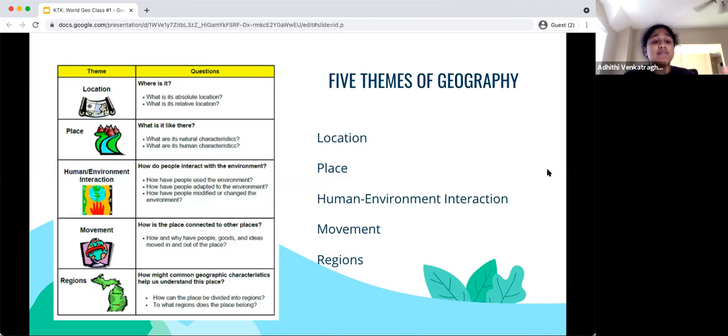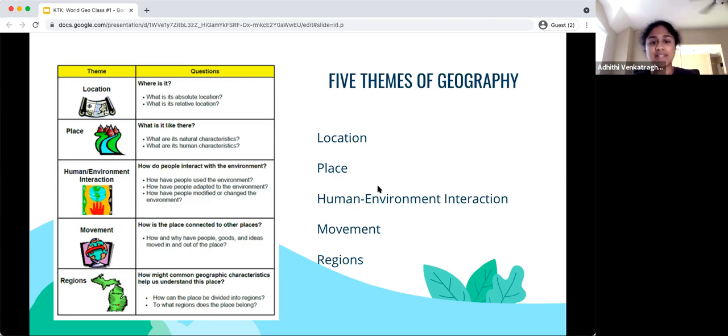So when you're looking at physical geography, here are the 5 themes of geography, of which 4 are going to be mainly physical geography. Location is, where is it? What is its absolute location? And what is its relative location? An absolute location would be its location on a map, and its coordinates. So you would say such and such degrees north and such degrees east relative to the equator and the prime meridian, and its relative location would be, oh, it's in the south part of Texas, or it is in the north part of Canada.